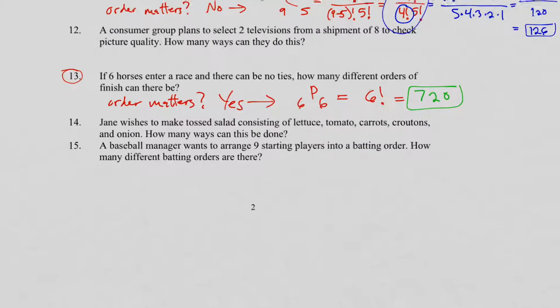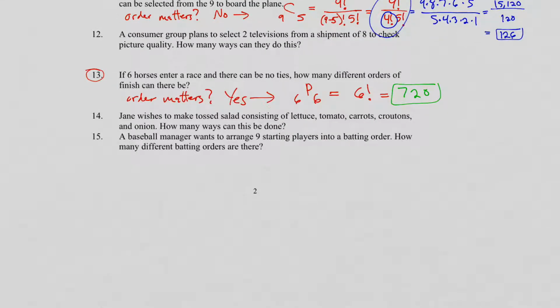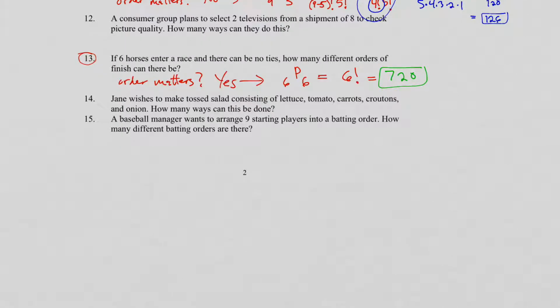Number 15, does it matter how a baseball manager orders his batting lineup? Who's going to bat first, second, third, fourth, fifth, so on and so forth? Does it matter how he chooses it? No. Yeah. You don't want the last person batting first. Okay? So order does matter.